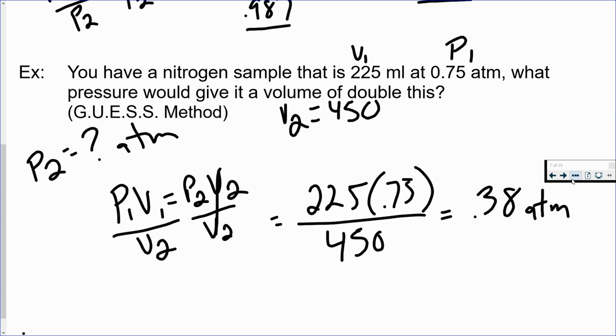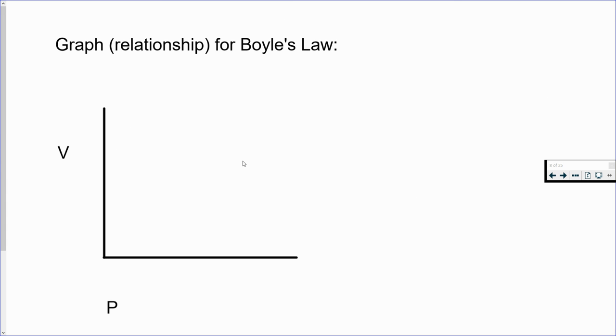Finally, just to show you that graph with volume and pressure: if you put volume on the Y and pressure on the X, as pressure increases, volume decreases, or as volume decreases, pressure increases. You're going to get the same graph whether you put P or V, whether you swap it.